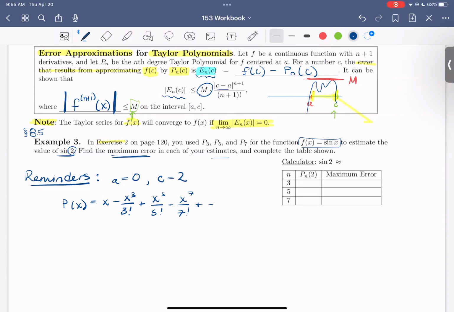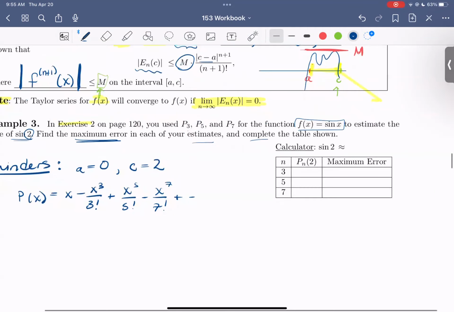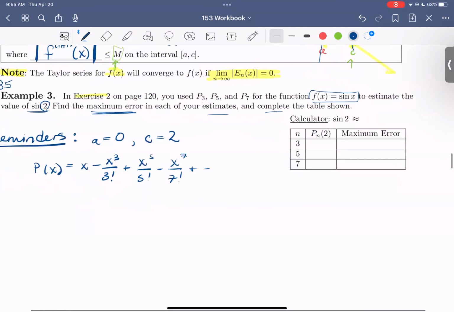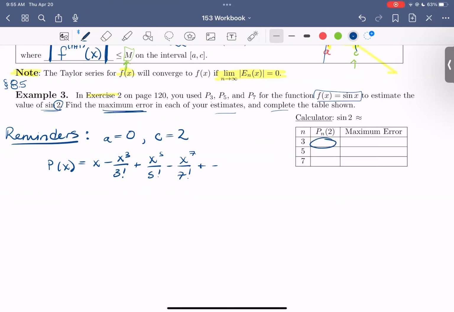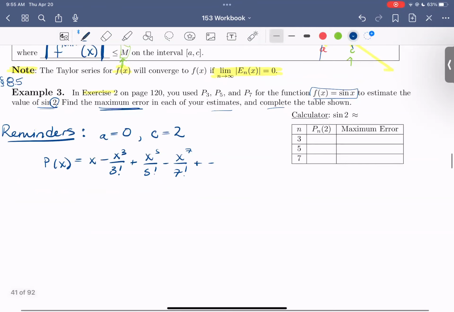Now let's continue. We're going to find the maximum error of each of these estimates and complete the table. Let's work in this table. We want to compute in this first cell P sub 3 of 2. We already computed that in exercise 2, so I'll just repeat those values here. Feel free to pause the video, skip ahead, and rewrite them on your own.